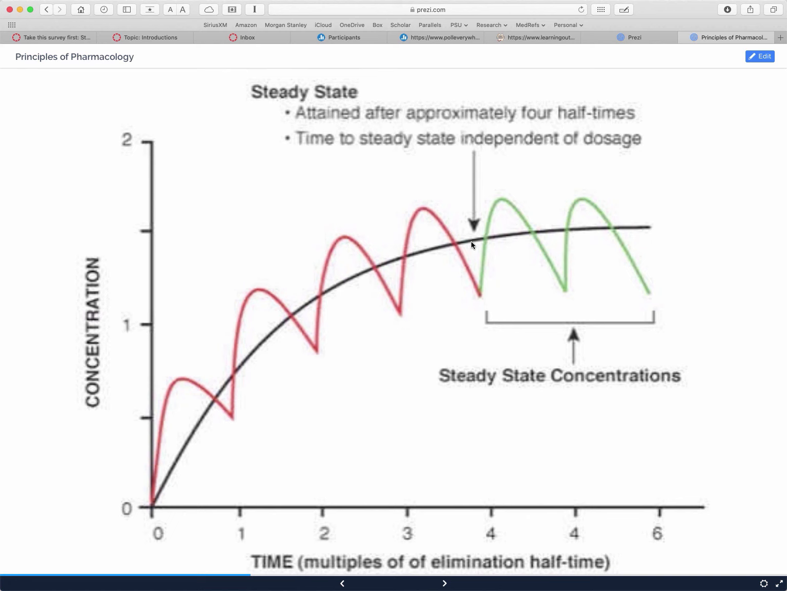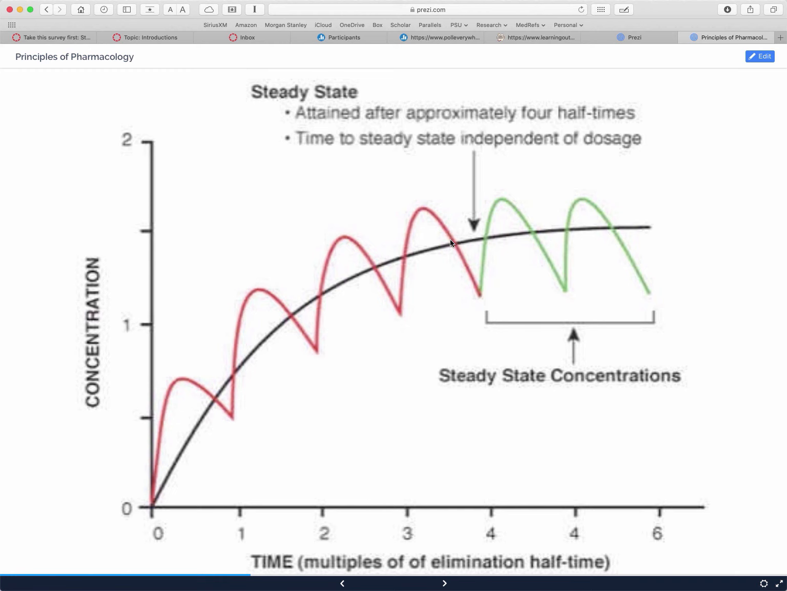And what does steady state mean? Memorize this. Steady state means that when I give the next dose of medicine, it's not going to change the plasma level very much. It's not going to change the steady state concentration when I give that next dose. And similarly, if I'm a little late giving the dose, it doesn't really change the steady state concentration. And that's why the steady state is so important.